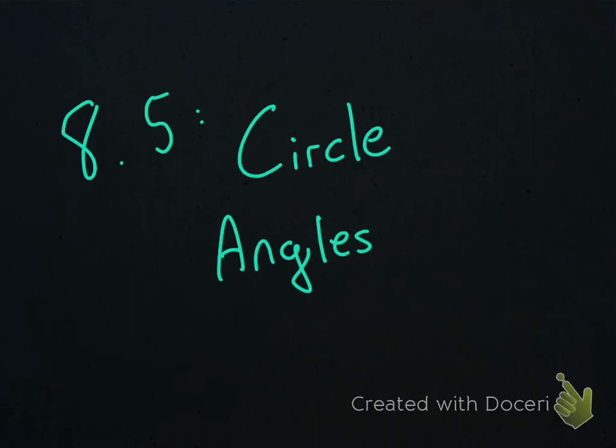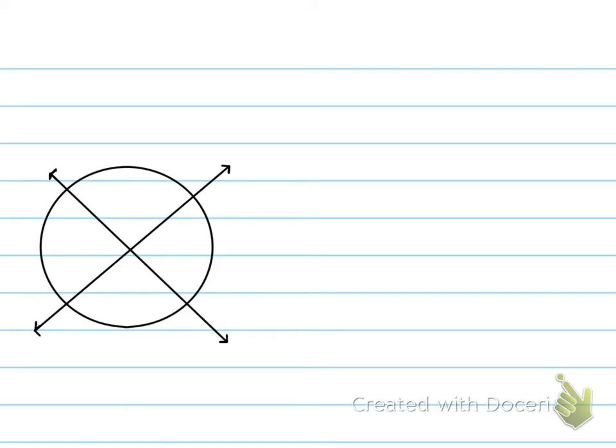In section 8.5, we're going to talk about angles in a circle. We're mainly just going to focus on two different types of situations here. First one, let's say we have a circle and we have two lines drawn like this. And let's say that for whatever reason we wanted to find out what that angle measure was.